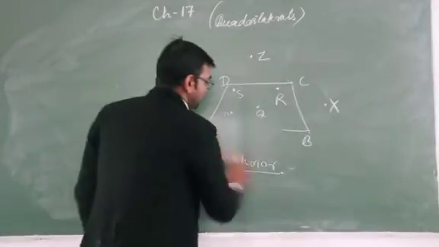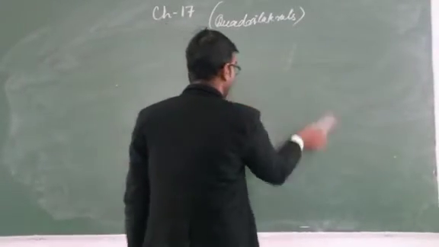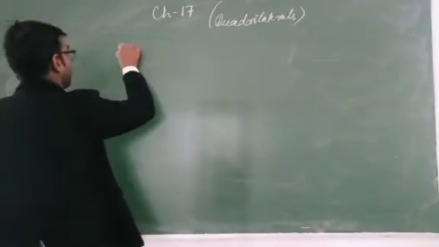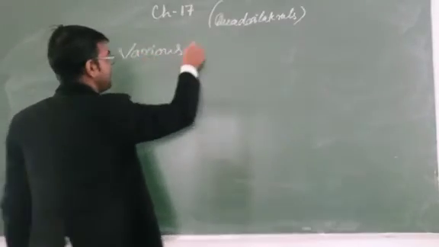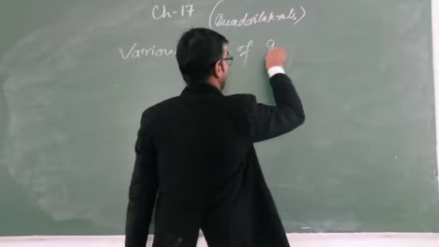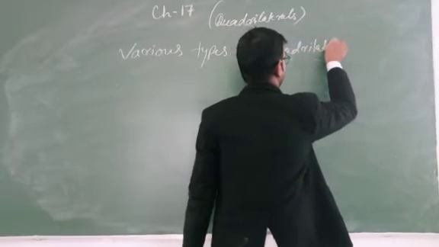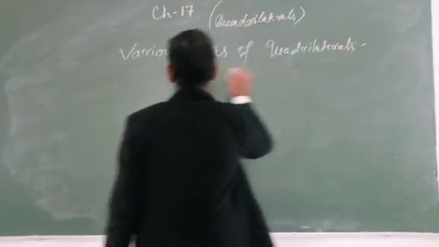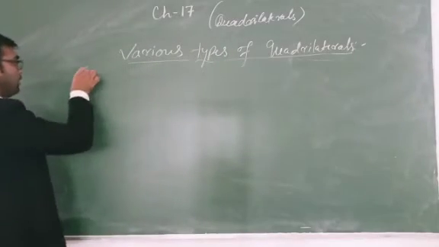Now come to the next topic: various types of quadrilaterals. Up to here we learned quadrilaterals and their properties. Now, various types of quadrilaterals. So first, trapezium.